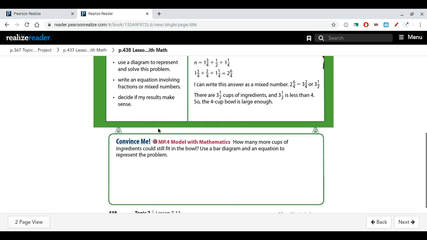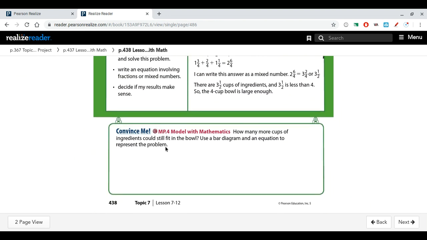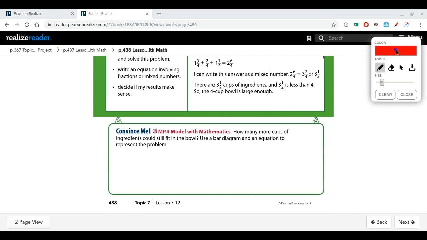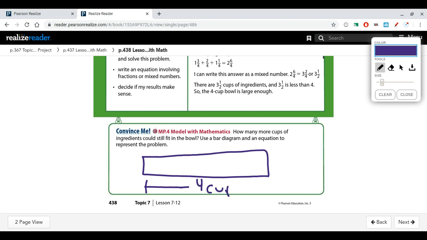All right, let's take a look at the convince me. How many more cups of ingredients could still fit in the bowl? Use a bar diagram to represent the equation. So it's asking, if I've got 3 1/2 cups, my total, okay, so I'm going to draw my bar diagram. I'm going to put my total on the bottom just because I ran out of room. My total is 4 cups. I already know that I have 3 1/2 cups. They're wanting to know how much more I can fit into that bowl.